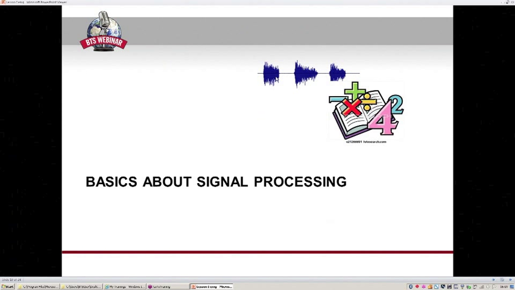So, before starting to use the EMG-Analyzer application, I would like to give you just a very brief introduction to some basic algorithms that are commonly used to process the EMG signals.